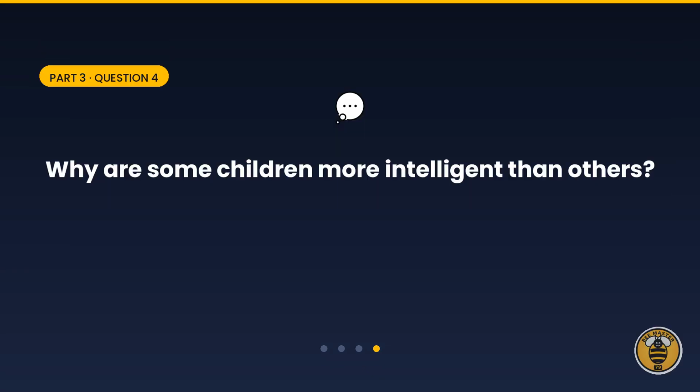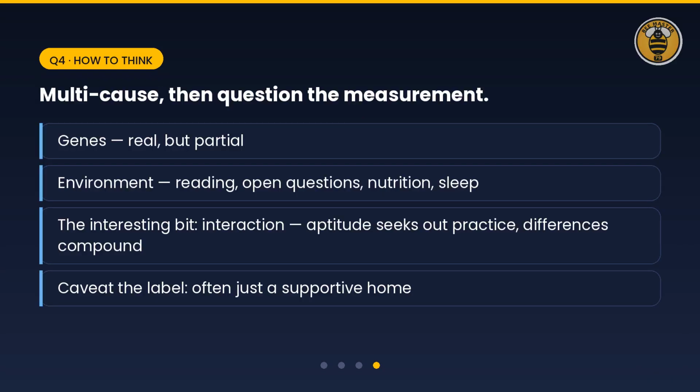Question 4. Why are some children more intelligent than others? Why questions want causes, plural. Give at least 2, then say something about how they interact, and finish by questioning the label itself. That final move shows critical thinking, which is exactly what part 3 rewards.